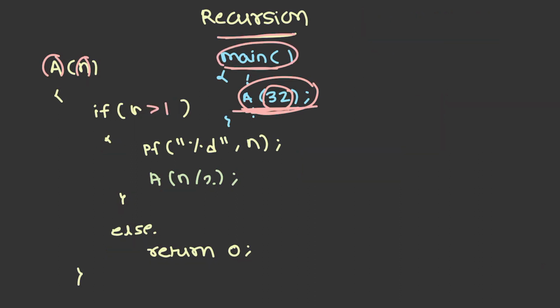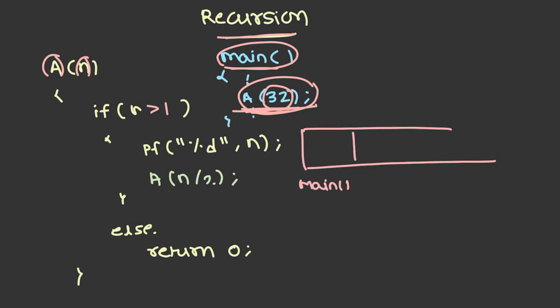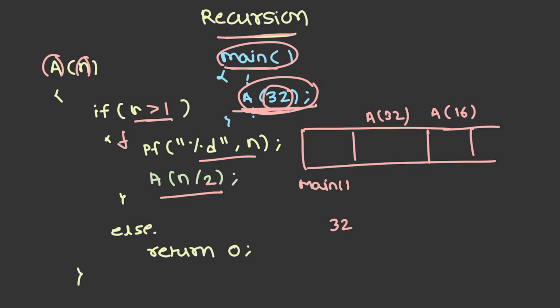A function call has been made from the main function. So initially the main function will be pushed onto the stack. Now a function call has been made, a of 32, and is 32 greater than 1? Yes, true. So it enters the conditional statement. Now the value 32 will be printed. Again the function call will be made for a of n by 2. So a of 16 will be pushed onto the stack. 16 will be printed, and it makes a function call for a of 8.